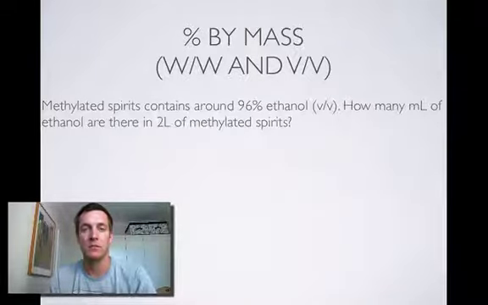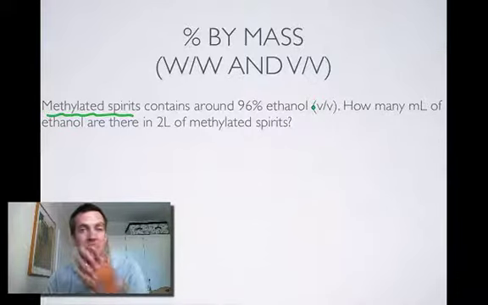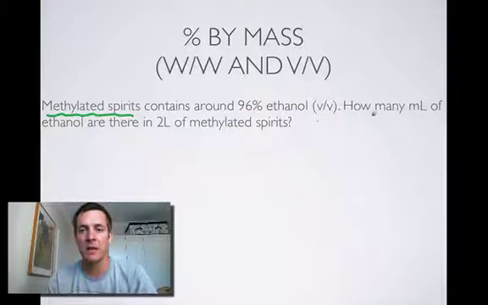Here is an example that uses volume instead of mass, but it's exactly the same idea. It refers to methylated spirits, which are basically ethanol with poisons added, so you can't use it to make your own alcoholic drinks at home. The question asks, how many milliliters of ethanol are there in 2 liters of methylated spirits? Well, we know that 96% of that 2 liters is going to be ethanol.